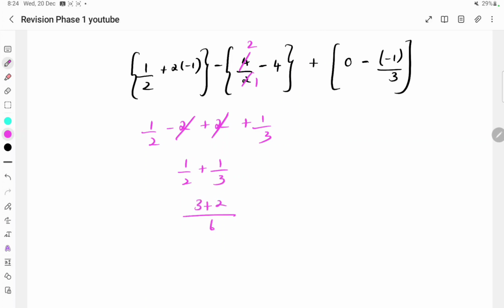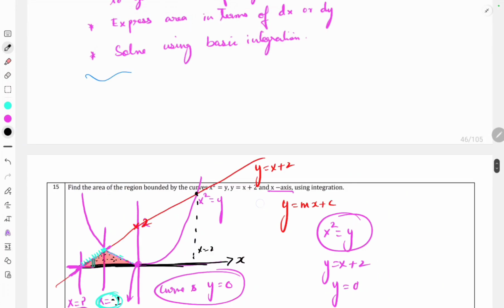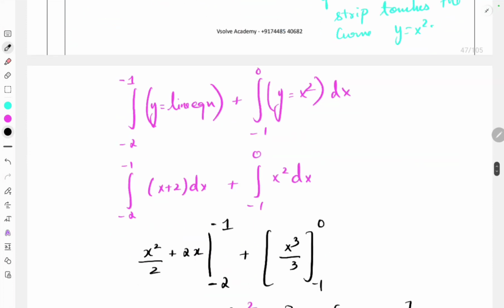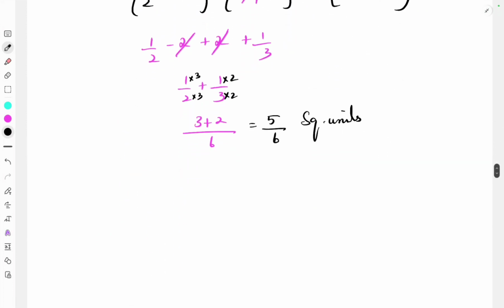We cannot add the numerators unless the denominator is the same, so we have to take the LCM: into 3 here and into 2 here. So 3 plus 2 is 5 by 6. After this we have to write the unit. Square units we have to write, since the area unit is square units. So these are the steps we have followed to do this first question. The answer for the first question is 5/6 square units.